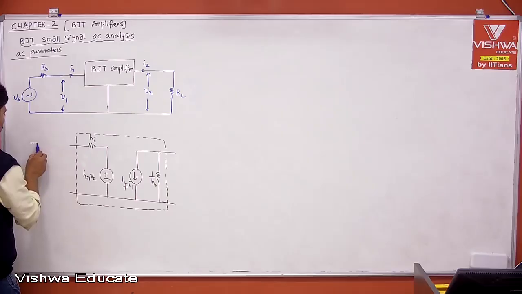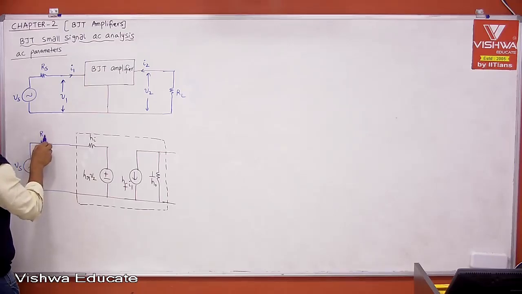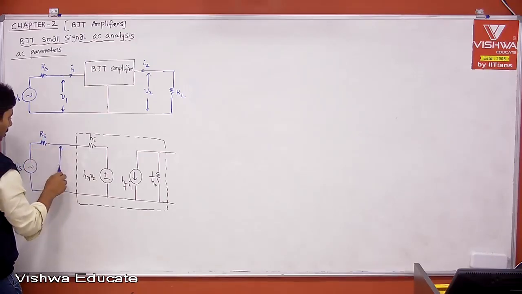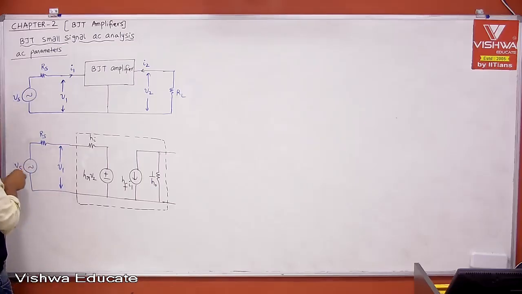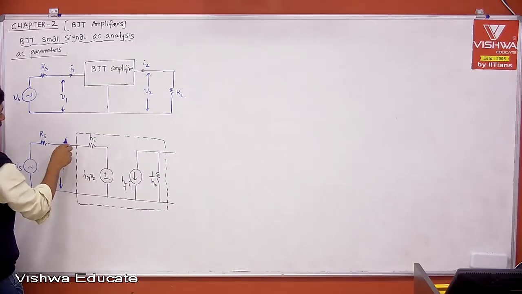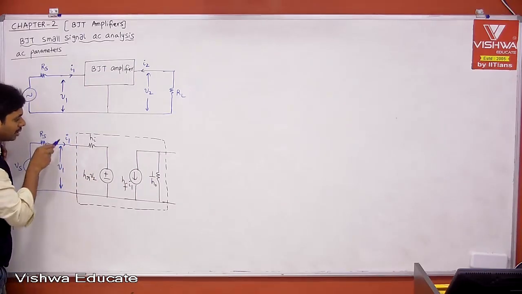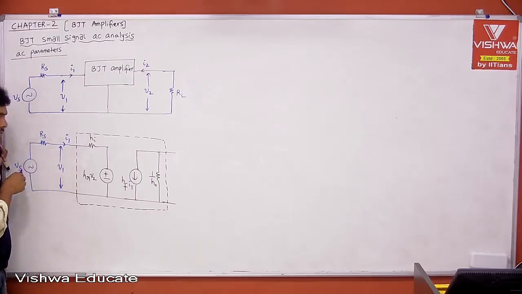Now let us apply the practical voltage source. This is your Vs, this is Rs, and the actual input to your amplifier. Even though Vs is the real input, the actual input to your amplifier is V1, and the current entering your amplifier is I1. The real source where you want to amplify the signal is Vs if it is a voltage source. If it is a current source, Is, then Rs is in parallel to it, the practical current source.